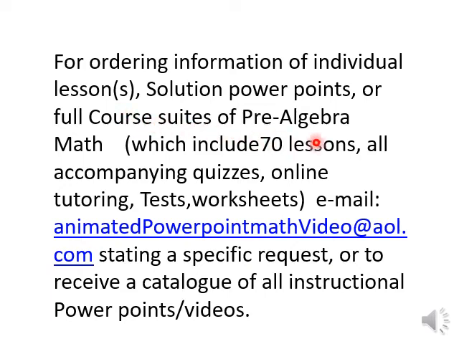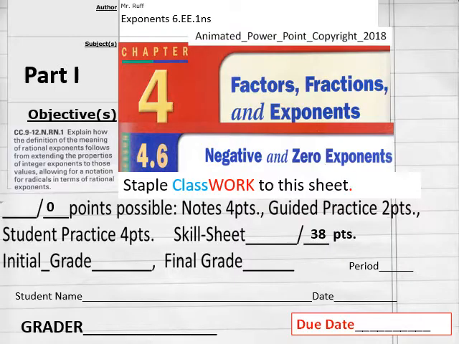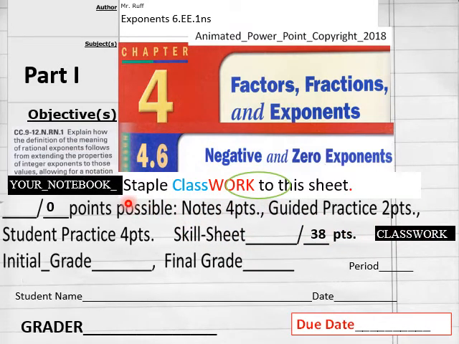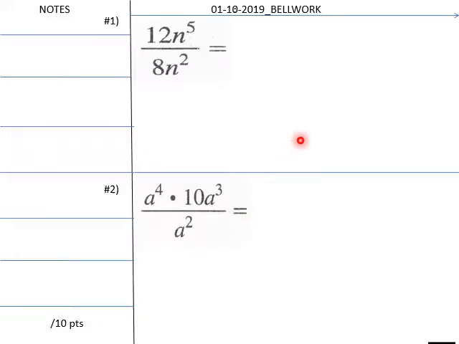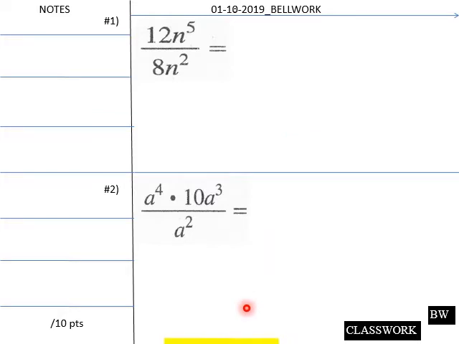Hello everybody, we're getting ready to do lesson 4.6 of pre-algebra math, part 1. Negative and zero exponents. Here is the standard. We have a 38-point skill sheet for the classwork, and 0 points of note-taking today. Teachers, today, here is our bell work.